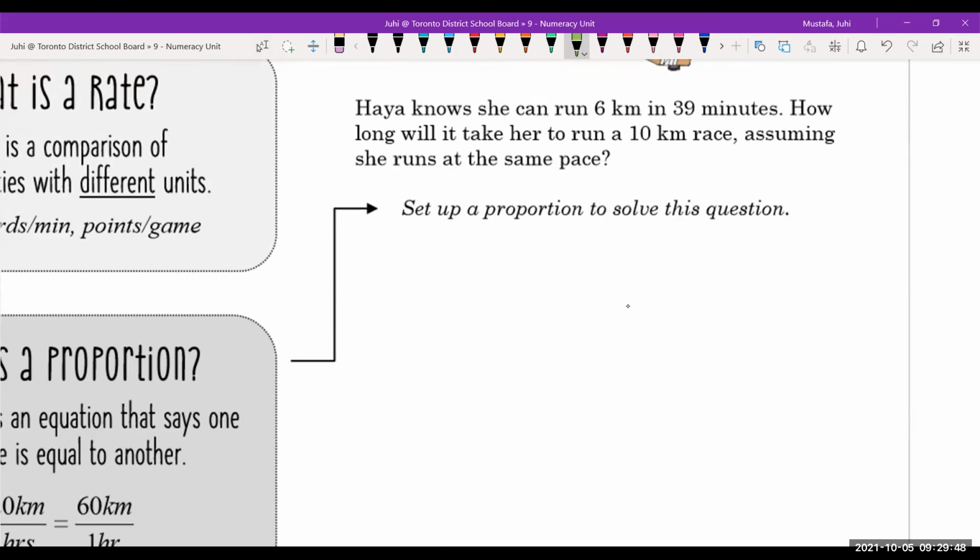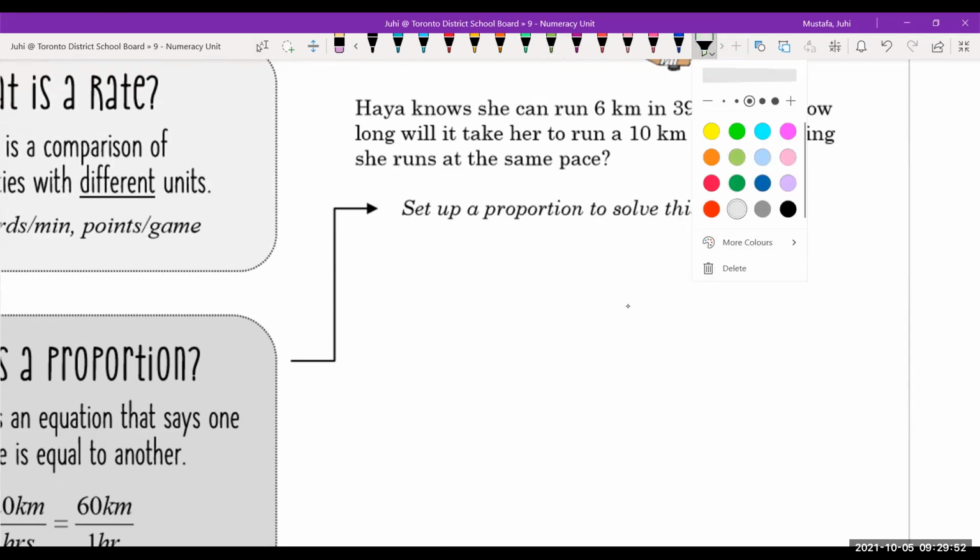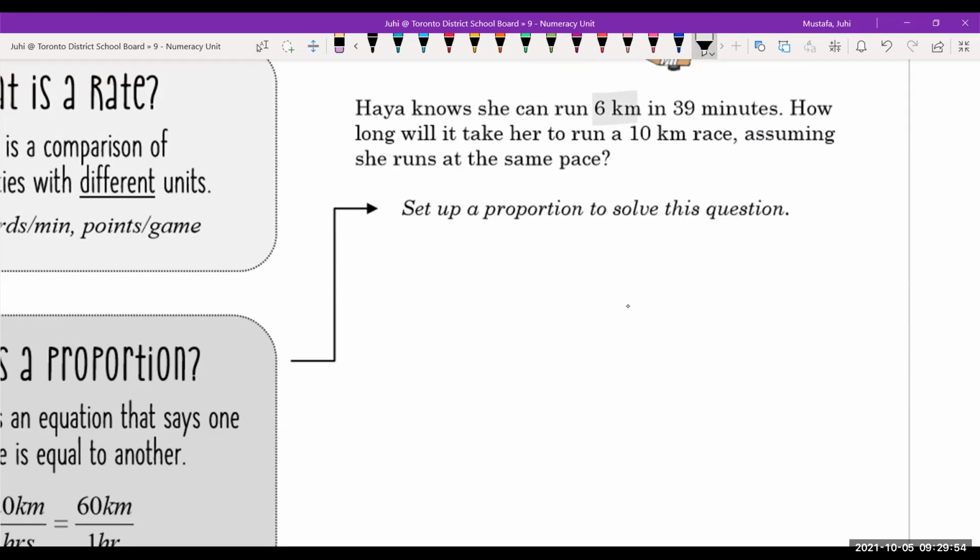Before we do that, I always like to start off my proportion questions by describing them in words. So the 2 words that I see often are the time and the kilometers, right? So we're comparing the kilometers that she's running and the time it takes. So I'm going to set up my question by writing it in words. My ratio is going to be kilometers to the time.